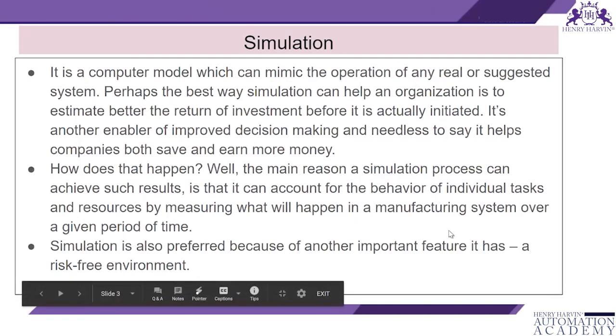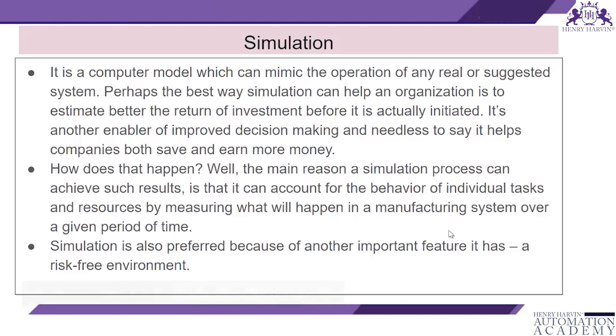We already know that Industry 4 is driving things forward in a very fascinating way. One of the technologies which has given its fair share to the wonder of the Industry 4 is simulation, a computer model which can mimic the operation of any real or suggested system. Perhaps the best way simulation can help an organization is to estimate better the return of investment before it actually is initiated. It's another enabler for improved decision making, and needless to say, it helps companies both save and earn more money. How does it happen?